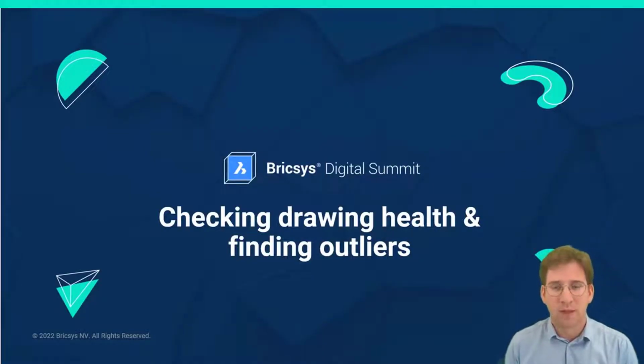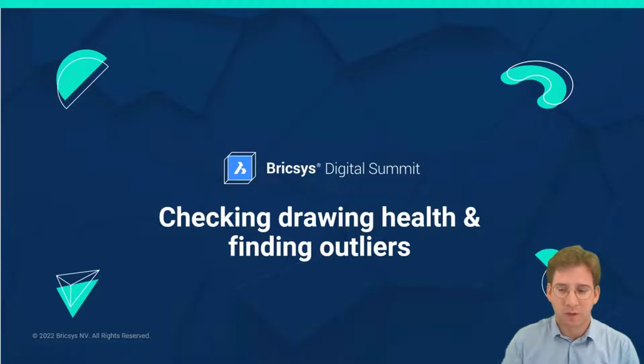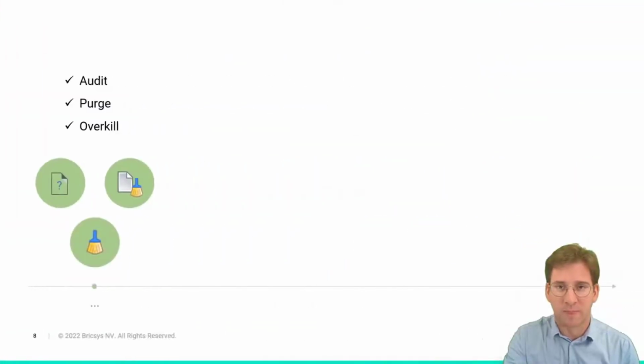So let's go. As you might already know, we are extremely focused on creating tools that maximally improve the quality of your design data. So let me prove my point. Tools like Audit, Purge, and Overkill have been out there for quite a while, but they are still there to help you and support you when it comes to fixing DWG database errors, removing unused objects, and duplicate geometry.